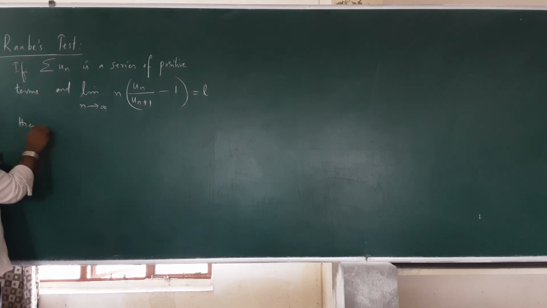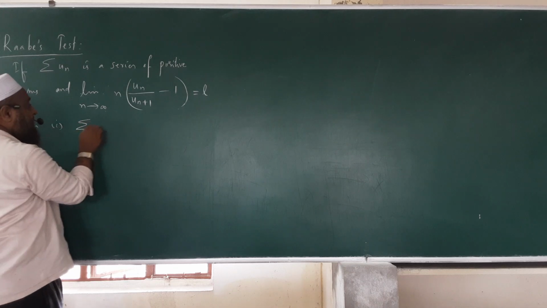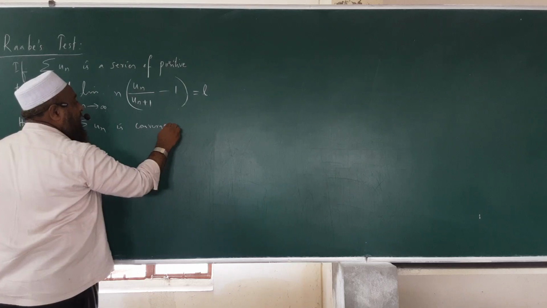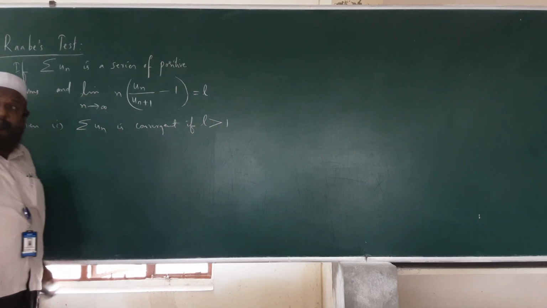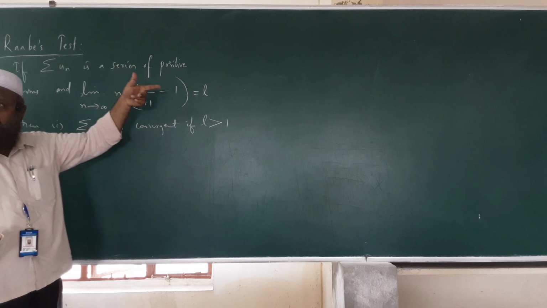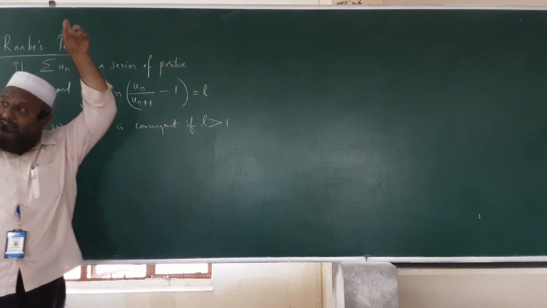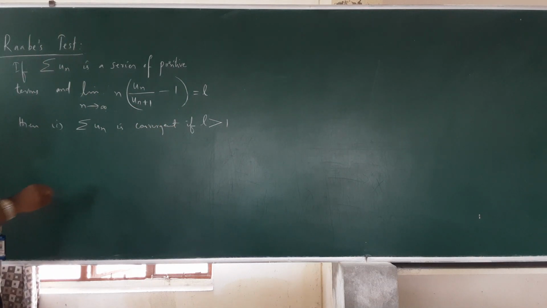Now the conclusions. First bit: sigma un is convergent if L is greater than 1. How do you remember that? Because it is the reverse, reciprocal ratio, we have the opposite condition compared to the ratio test. So it's L greater than 1.